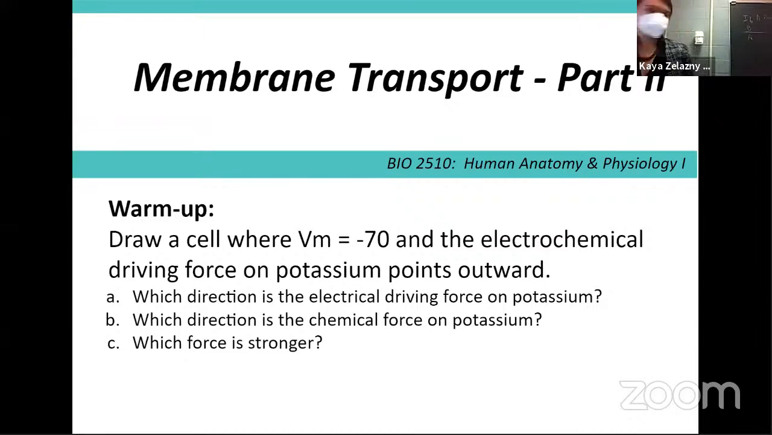Okay, so we're going to start out with a quick exercise, a quick practice on the electrochemical driving force again. I'm going to try and really hammer this concept home, and then we're going to keep talking about transport.